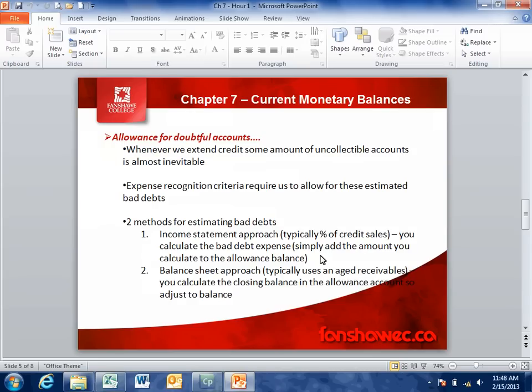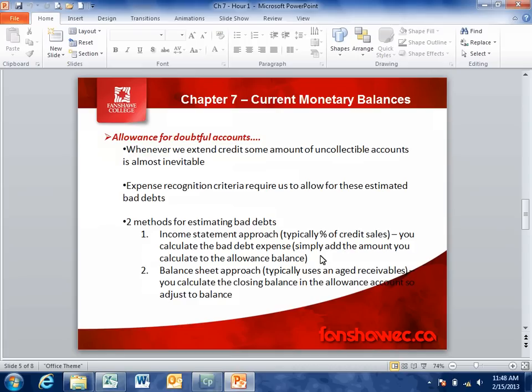It can either be your bad debt expense, and if it's your bad debt expense, it goes right to your journal entry. The second thing it could be is your balance in your AFDA account, in your allowance for doubtful accounts. So in the first method, we're doing the income statement approach. We're doing percentage of credit sales. We're focusing on sales, which is an income statement item.